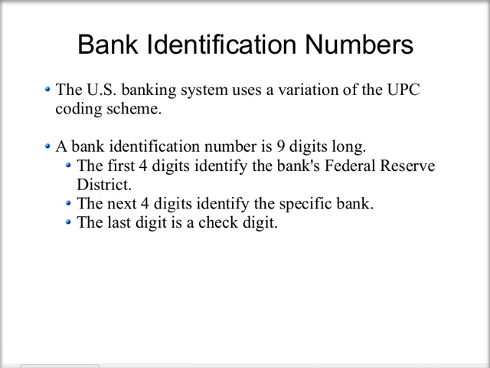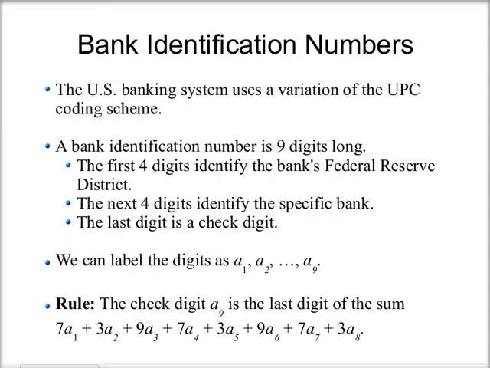To finish up this section, we'll look at 3 more identification numbers and coding schemes. First, let's take a look at bank identification numbers. The U.S. banking system uses a variation of the UPC coding scheme. A bank identification number is 9 digits long. The first 4 digits identify the bank's Federal Reserve District. The next 4 digits identify the specific bank, and the last digit is a check digit.